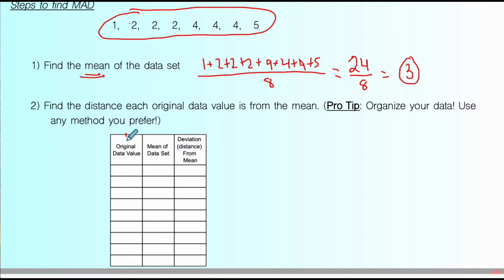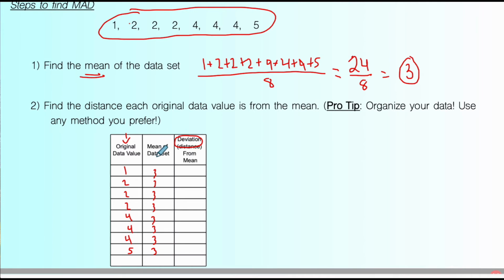The first column I use in the table is the original data value. So originally I had a 1, a 2, a 2, a 2, a 4, a 4, a 4, and a 5. Secondly, I'm going to be comparing each of these to the mean. Well, the average that we just calculated was a 3, and it's a 3 for everything. The mean of the data set is 3. All right, and now deviation, aka distance. We're going to be finding how far is each number from the mean.